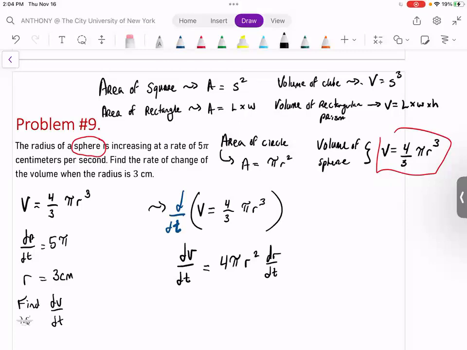Now, if I want to find my dV/dt, all I got to do is just plug in the value of r and dr/dt. We get 4 pi times 3 squared. I'm gonna put the units back at the end. Sorry about that.